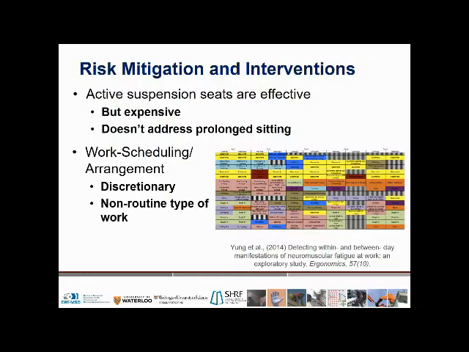So when it comes to controlling for excessive vibration, although we found from Bronson's study that active suspension seats were effective in reducing vibration exposure, these engineering controls are often expensive and they don't really address the potential effects of prolonged sitting. We might want to consider administrative controls in addition to these engineering controls, such as optimizing work scheduling and arrangement of tasks. And this may be feasible in non-routine jobs such as construction, where the scheduling of tasks may be at the discretion of the worker.